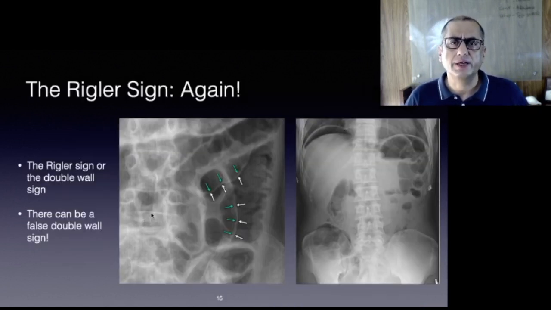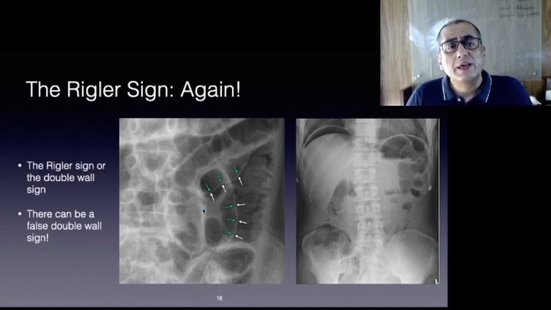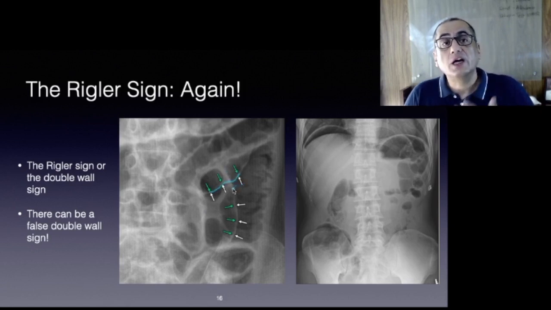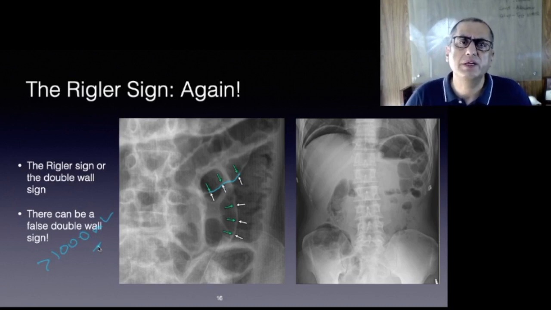Now the Rigler sign, also known as the double wall sign, is a sign of a pneumoperitoneum, as we've seen before. It is seen on abdominal radiographs when gas is outlining both sides of the bowel walls. So here we can see that this is gas here and here. It is seen with large amounts of pneumoperitoneum, so it has to be greater than around 1000 ml of air. Now, pneumoperitoneum may be a result of perforation or recent instrumentation or surgery.